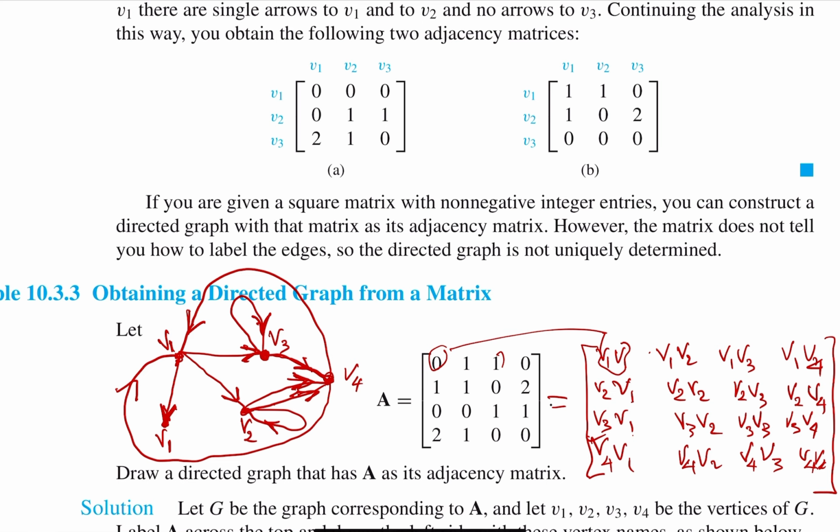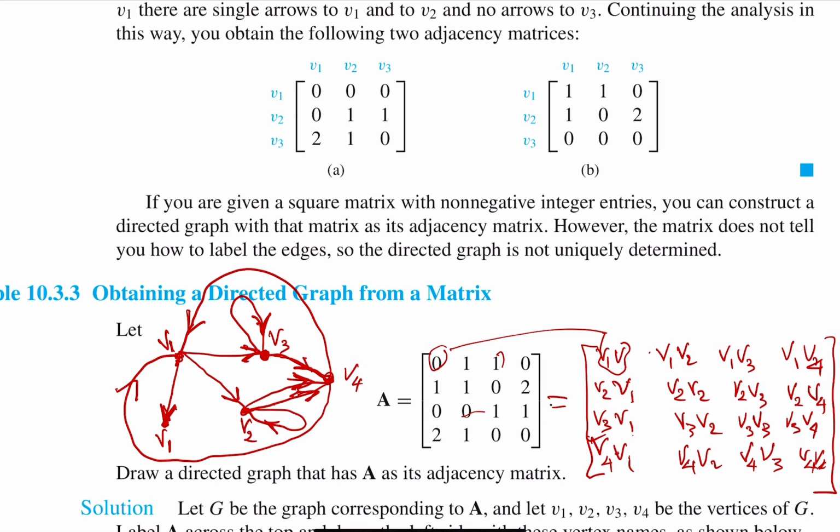At the vertex V4, we have two edges going in the direction pointing to the vertex V1. That's the meaning here, okay? V4 and V1, we have 2. Now V4 and V2, we have 1.